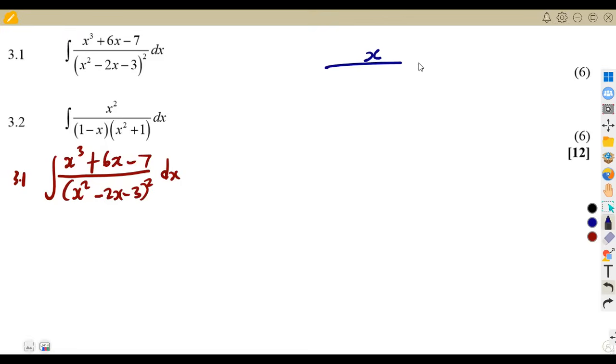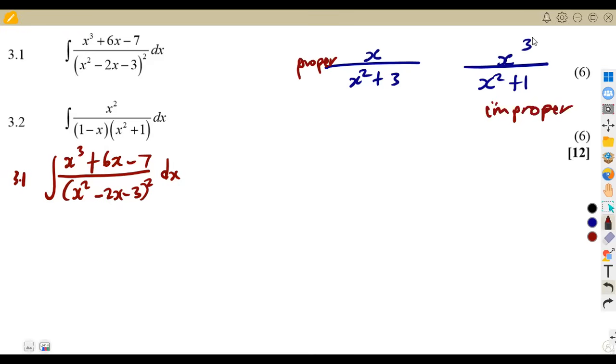If we are given x over x squared plus 3, it is called a proper fraction. The x that we have on the numerator has a lesser power than the denominator. But if we have a higher power in the numerator, this is now called an improper fraction. So this one is proper, we are used to this. This one is an improper fraction the moment we have a higher exponent in the numerator.